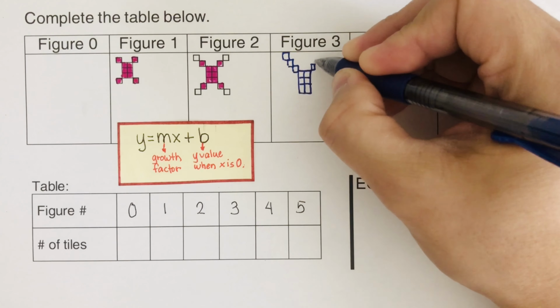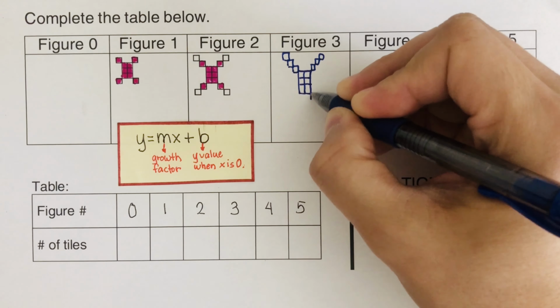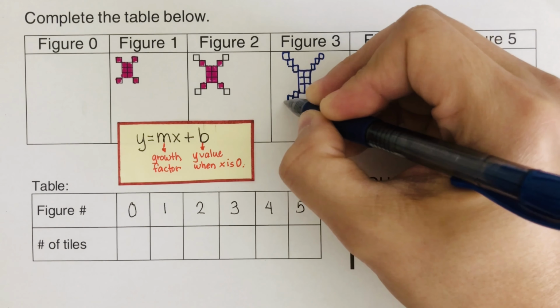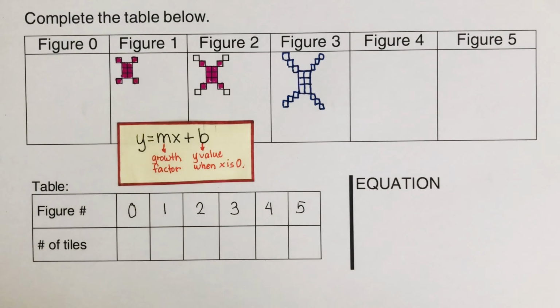The same thing for this: 1, 2, and 3. So that's figure number 3.